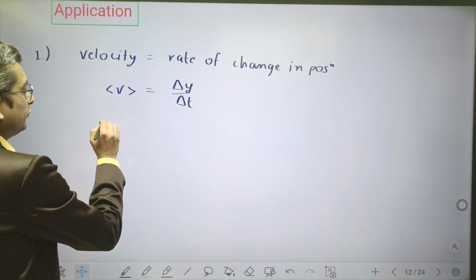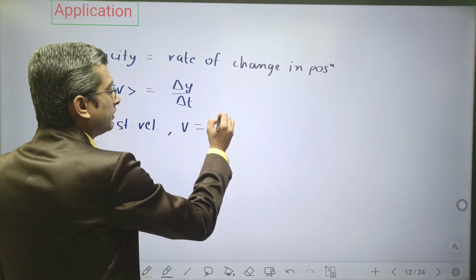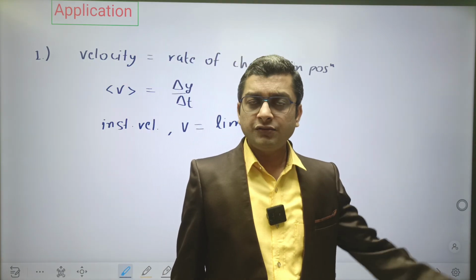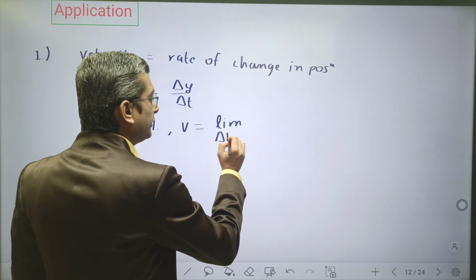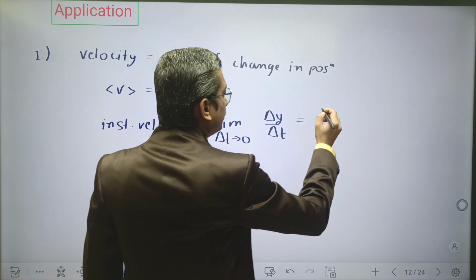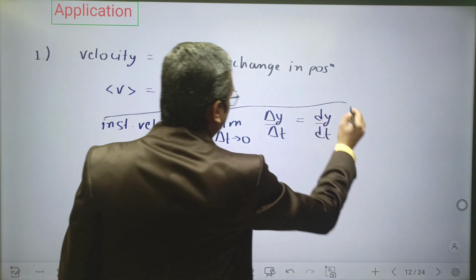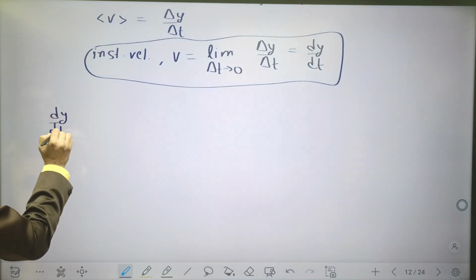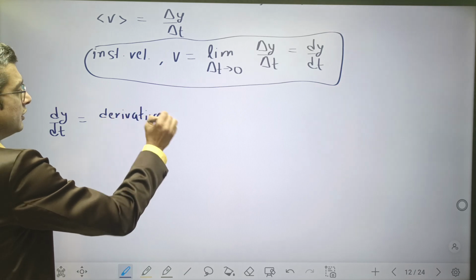Now, if I wish to find instantaneous velocity, so as we all know, this instantaneous value is also equal to the average value for a very small time interval. So this will be limit delta t tends to 0, delta y by delta t, and this is known as dy by dt, isn't it? In terms of maths, this is known as the derivative of y with respect to t.